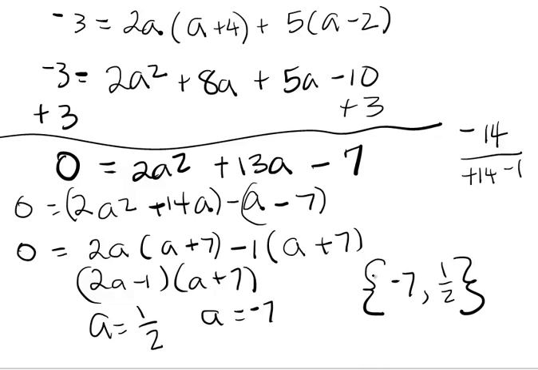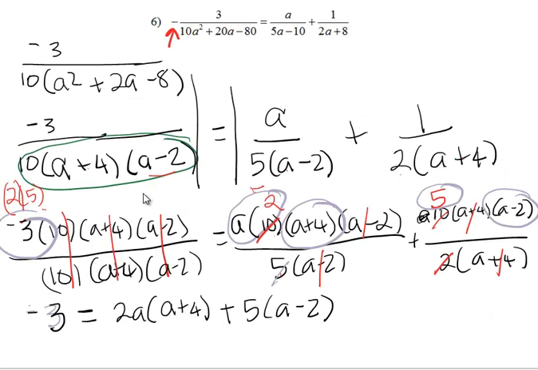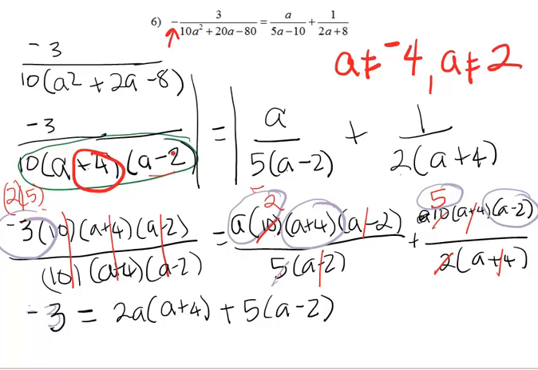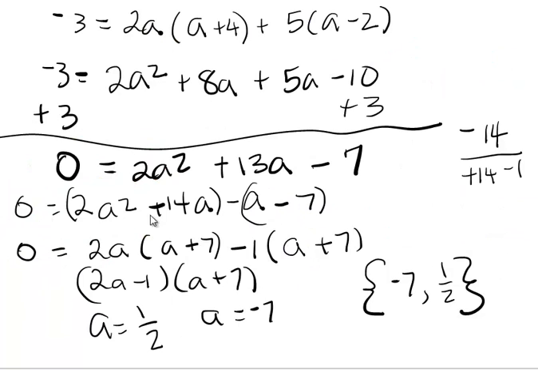So let's go back and check and make sure that those are both legal. Let's look at our original problem. So we get up here, and that tells me that a cannot equal negative 4, a cannot equal 2, because of that and that. And I don't end up with that problem. I'm good to go. So go ahead and copy.